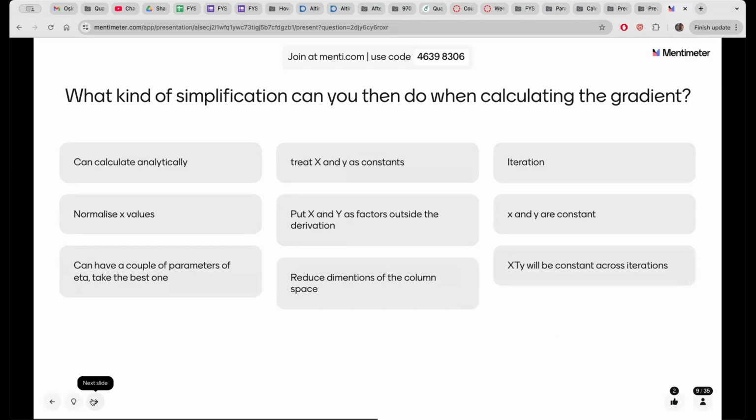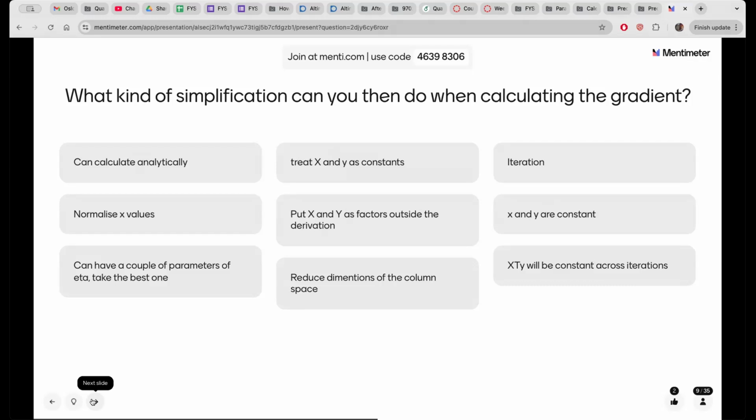I actually love this menti.com because it's less intimidating than the teacher asking you in the classroom. I was always in the back and I never dared to answer. But this can be a little bit more welcoming. So let's see.